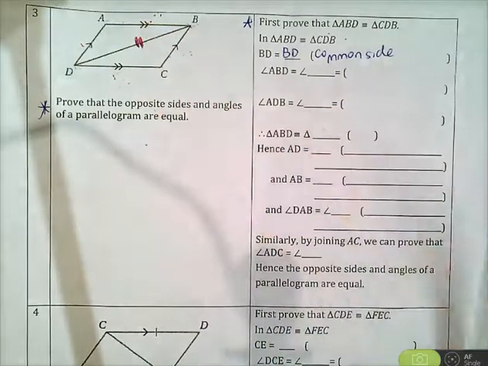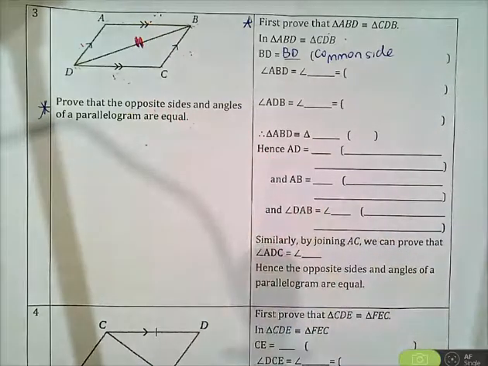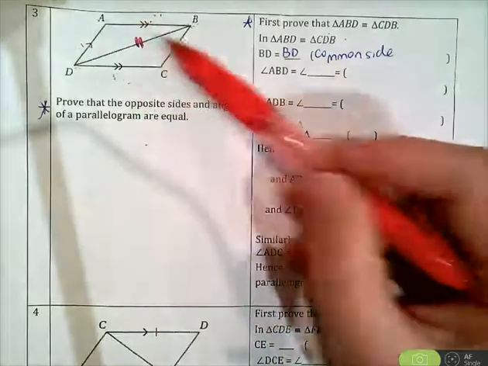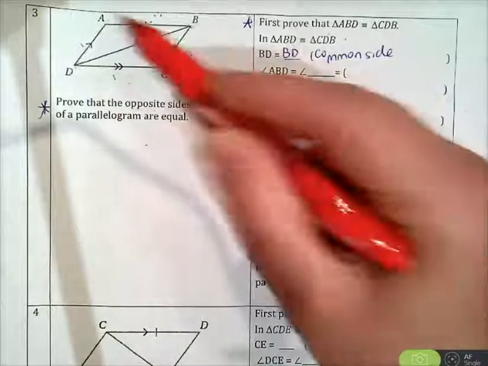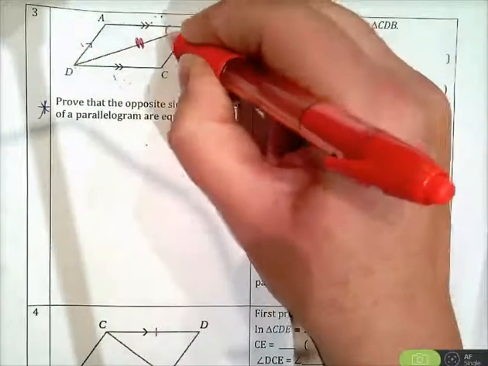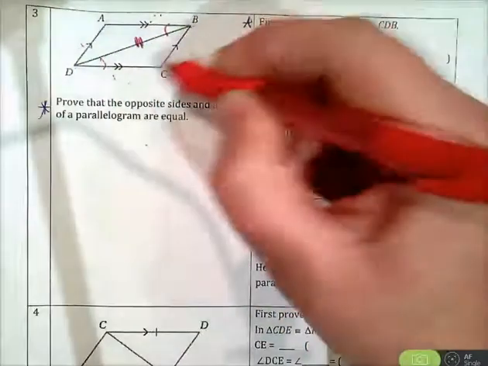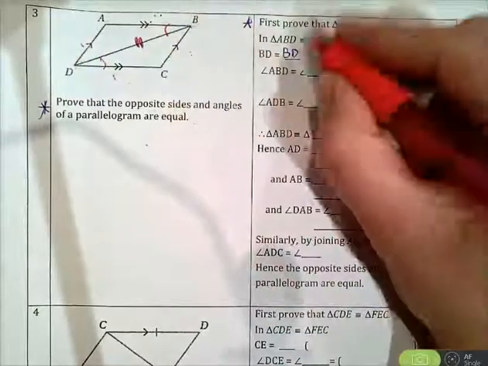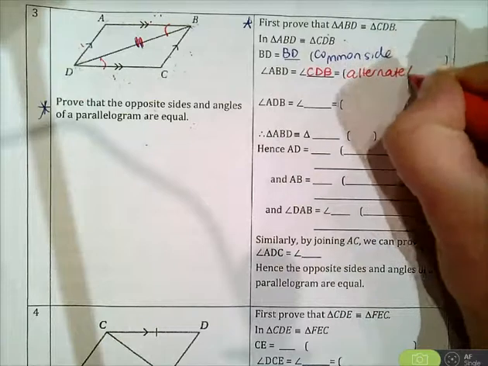So the only thing we can use with the parallelogram is that opposite sides are parallel, because they're saying prove that opposite sides and angles are equal, and you can't use that as one of your reasons before you prove that the two triangles are congruent. Let's remember with parallel lines, you can look at things like alternate angles. So I'm going to go, this Z angle here. Angle ABD, if I complete the Z, is equal to angle CDB. And the reason that they're equal is that they are alternate angles.